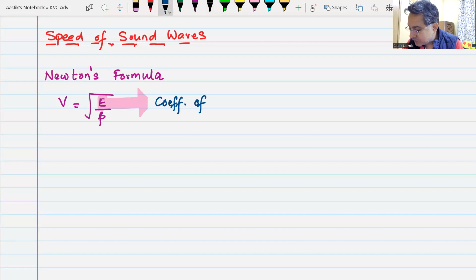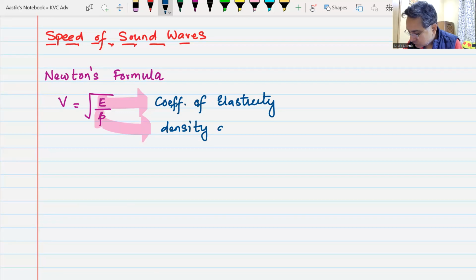Young's modulus, bulk modulus, all those things are known as coefficient of elasticity. And rho, what is rho? This rho is the density of the medium. So this formula of Newton is valid everywhere for all the mediums. Do we understand this? Yes or no? Yes, sir. Okay.